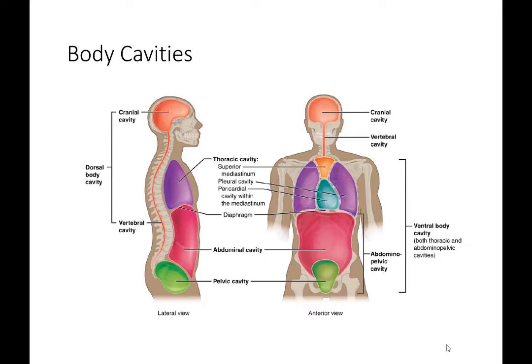We can see the thoracic cavity has, on the frontal slice of the person, the two purple pleural regions, that means the lung area. We can see the turquoise area for the heart, and then the lighter orange is just your mediastinum. All three of those areas are in the thoracic cavity, which is part of the ventral body cavity. And then down below, we just see the red and the green. That's the abdominal cavity and the pelvic cavity.